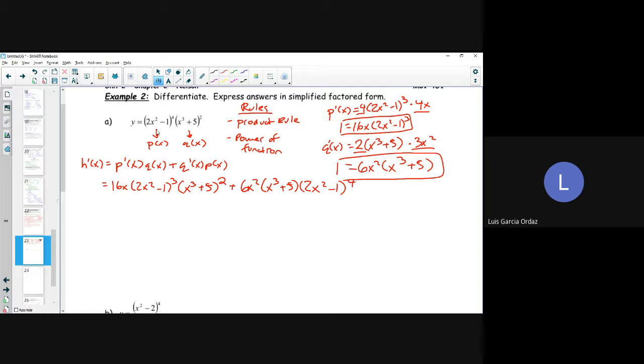So out of this whole expression over here, is there a common factor that I can factor out to make it simpler? And if so, what is the factor I can take out to make this as simple as possible?